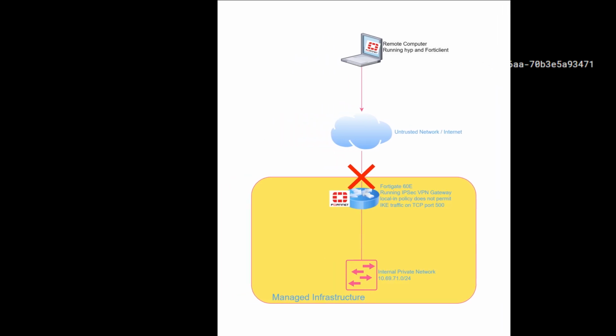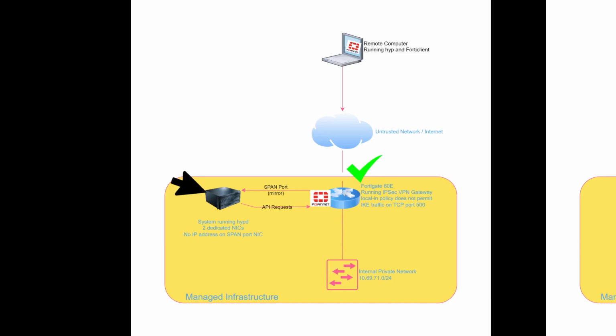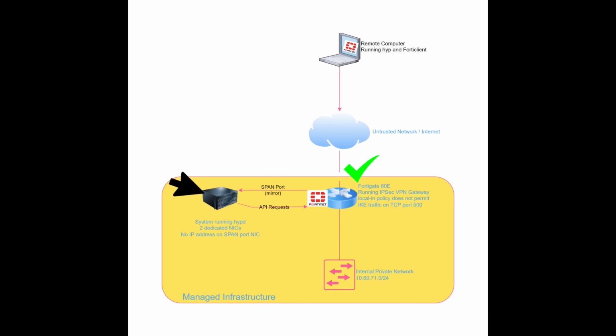Well, one way that I've come up with that you can accomplish this is you can run the HIP daemon on its own system and configure a span port to mirror traffic off the FortiGate. The HIP-D system would also need a control channel back, so that it can program the FortiGate to accept traffic once it sees that an authentic knock sequence has been made.